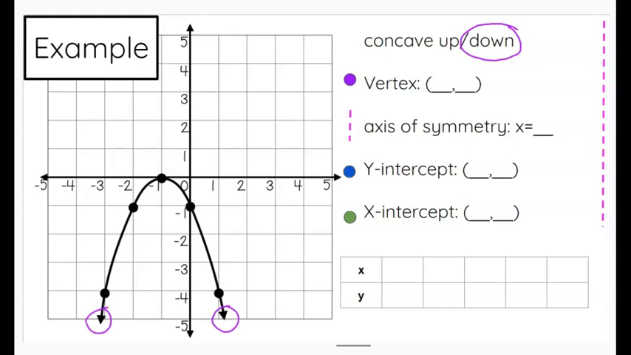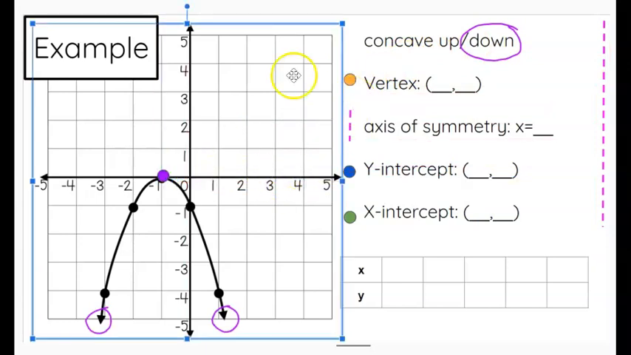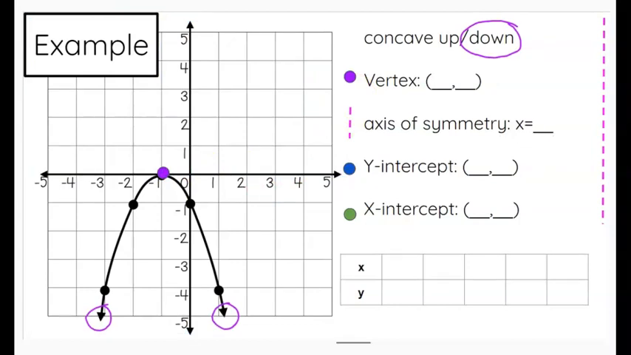The next key piece of information is our vertex. So our vertex is that highest point or lowest point, but in this case it's going to be the highest point. And I'm going to drag this purple point here to where the vertex is, which is going to be right there. And now we just need to identify the coordinates of that point, and that point is -1, 0. Remember, coordinates are an x, y pairing. It's at -1 on the x-axis and 0 on our y-axis.